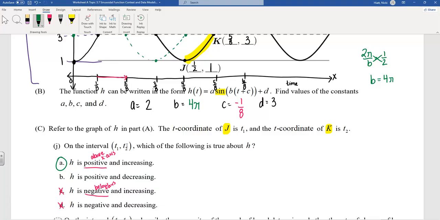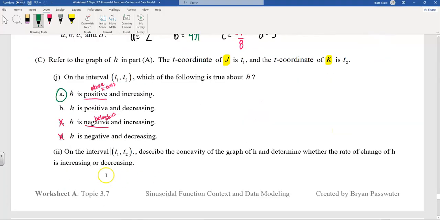It's really not all that important. You don't have to pay a lot of attention to what those T1 and T2 values are. It's just the domain. In this case, it'd be 1/2 to 5/8 is the interval that you're looking at. But if you look from J to K, you'll be okay there. Then part 2 is going to say on the interval T1, T2, describe the concavity of the graph of H and determine whether the rate of change of H is increasing or decreasing.